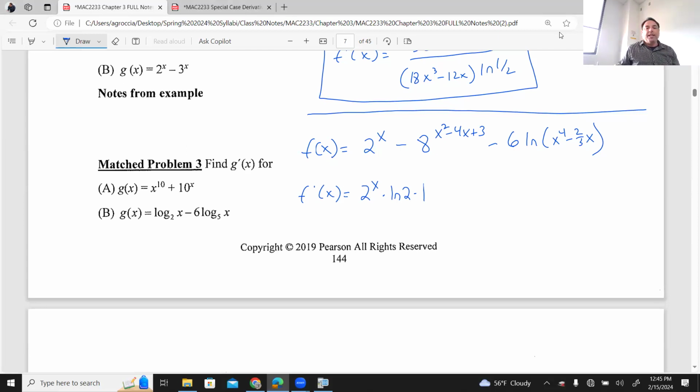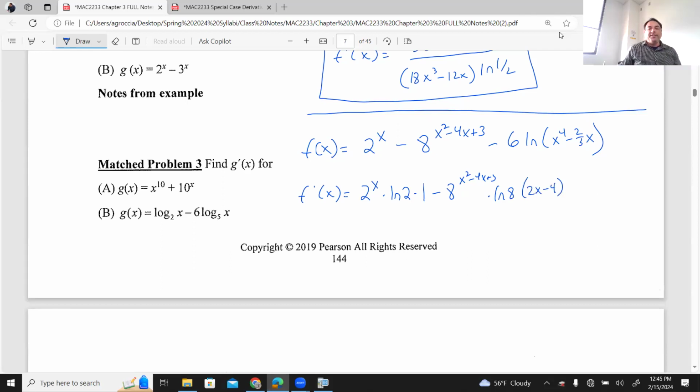Okay? Then the next one, write it in order. Step 1, rewrite it. 8x squared minus 4x plus 3. Step 2, ln of the base. Step 3, derivative of the exponent, which is 2x minus 4.